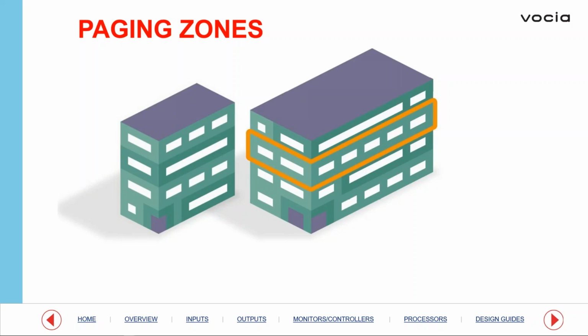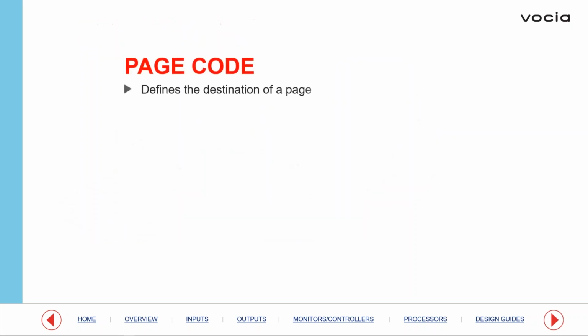So that's a little bit of terminology and the differential from some industry terminology and some specific terminology as Vocia sees it. So page code, we like to say that it defines the destination of the page. So in our scenario, we had 2 buildings, we had a total of 8 floors. Where do we want to page to? And if you tell us, well, I want to page to the 1st floor of building 1, then we're going to define that as a page code. And we're going to call it building 1, floor 1, and hypothetically again, that's our page code. And that's exactly where it's going to page to.